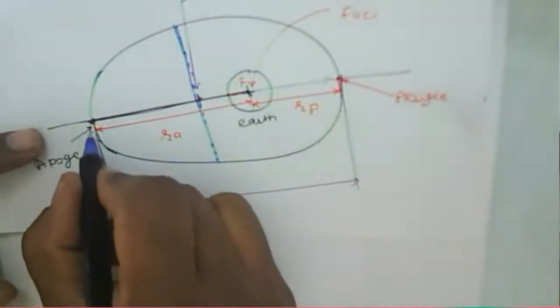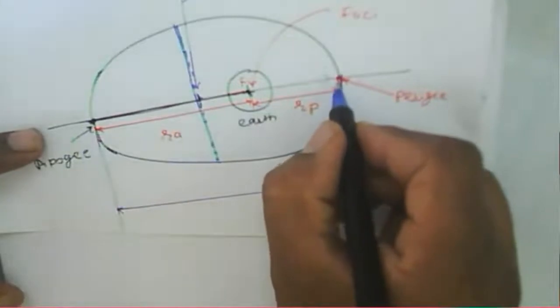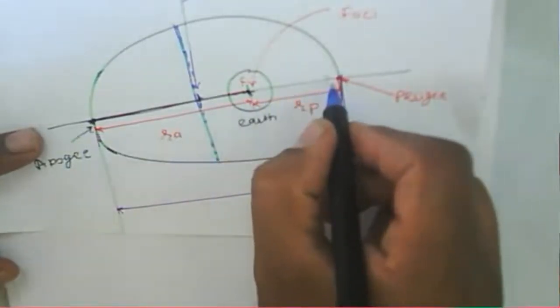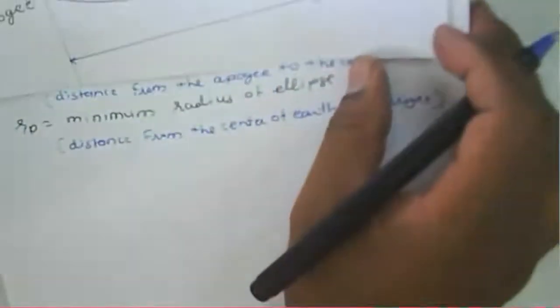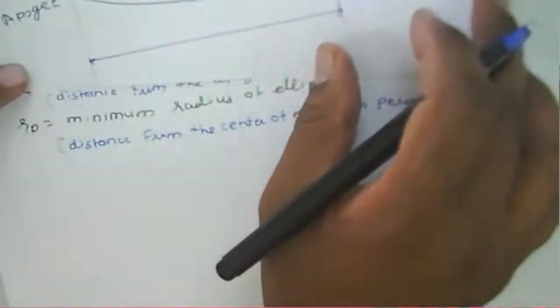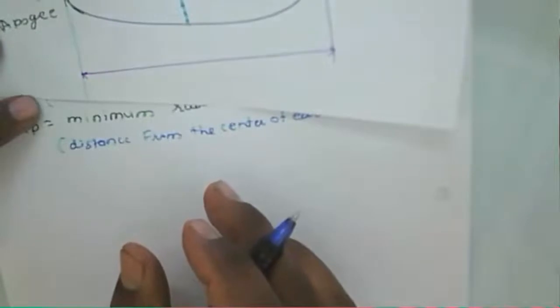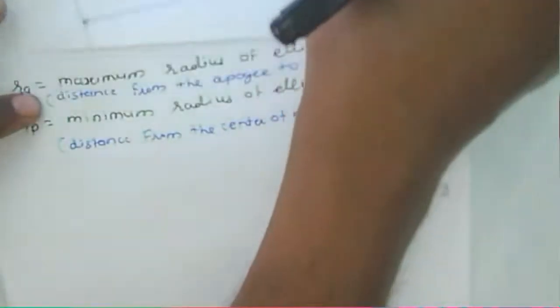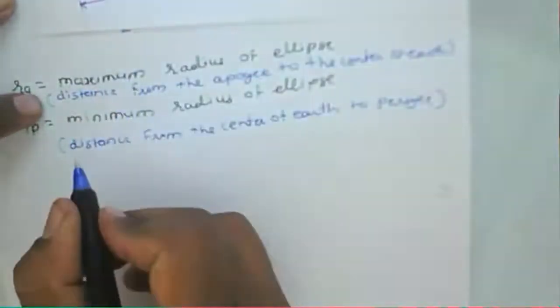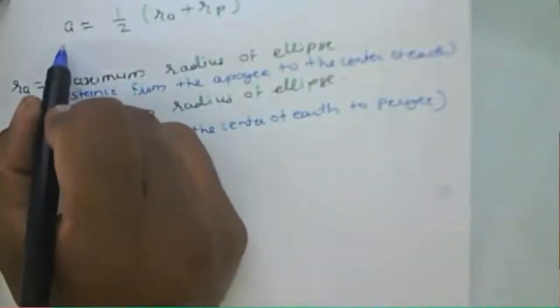Apogee is generally the point far from the center of the earth, and perigee is the nearest point from the center of the earth. That is on the elliptical axis.